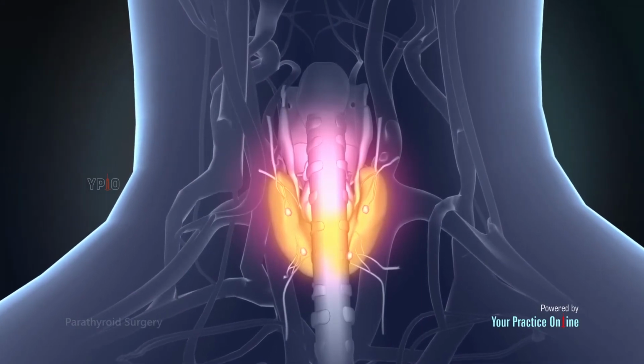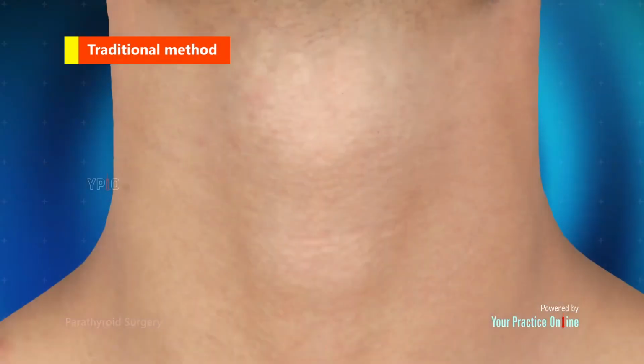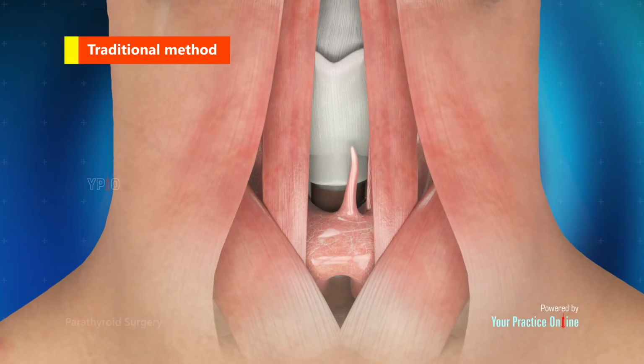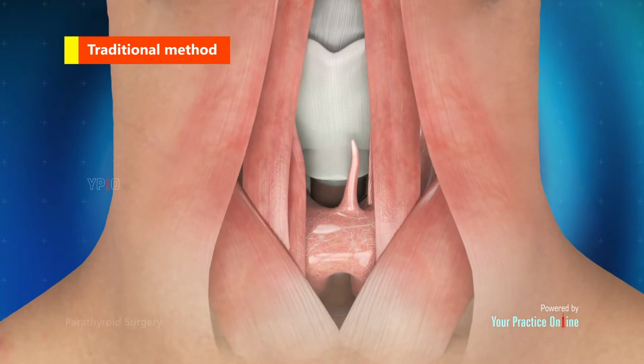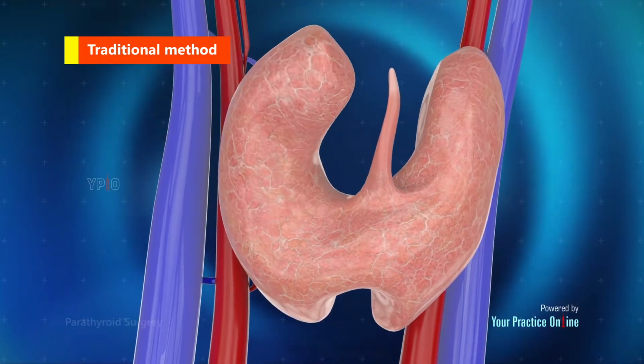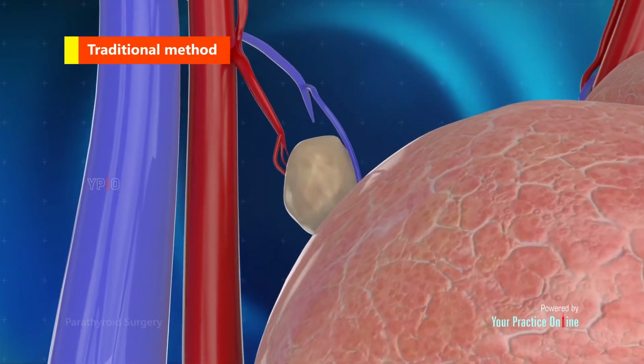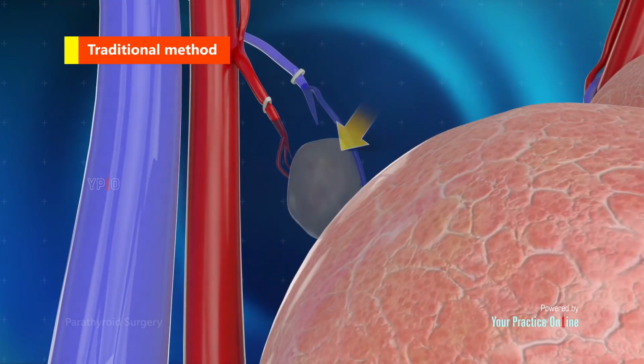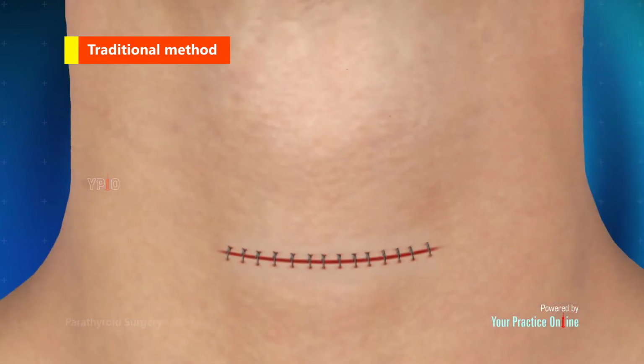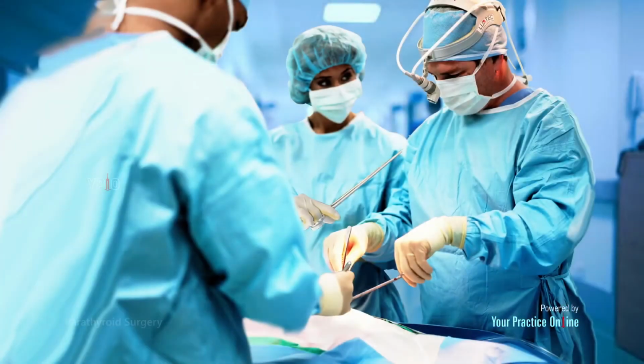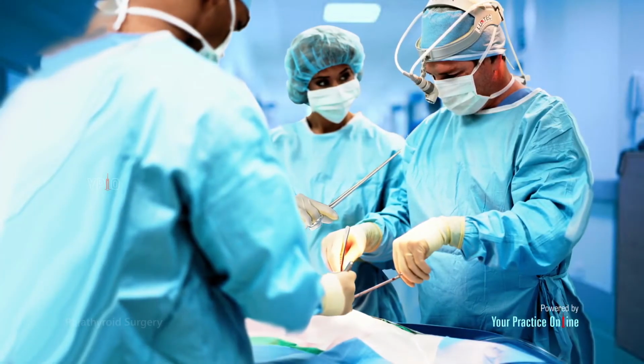These include traditional method. In this technique, a single long incision is made along the crease in your neck. Your surgeon moves aside the neck muscles and the thyroid gland to locate the parathyroid glands. The diseased gland or the tumor is removed and the incision is closed. Newer techniques for parathyroid surgery include the following.